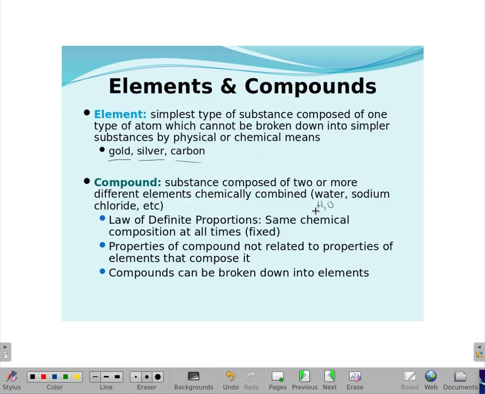So it does the exact opposite of what maybe Gatorade does. All right, so that's our compounds: two or more elements chemically combined to make a new compound. All right, the law of definite proportions has some rules on that.